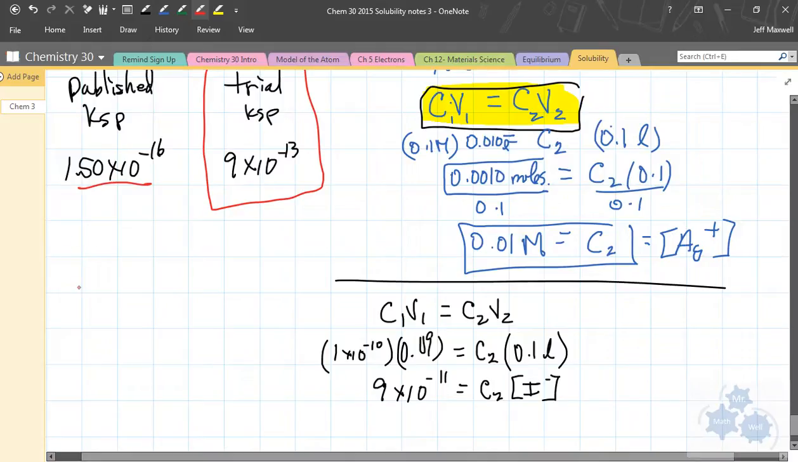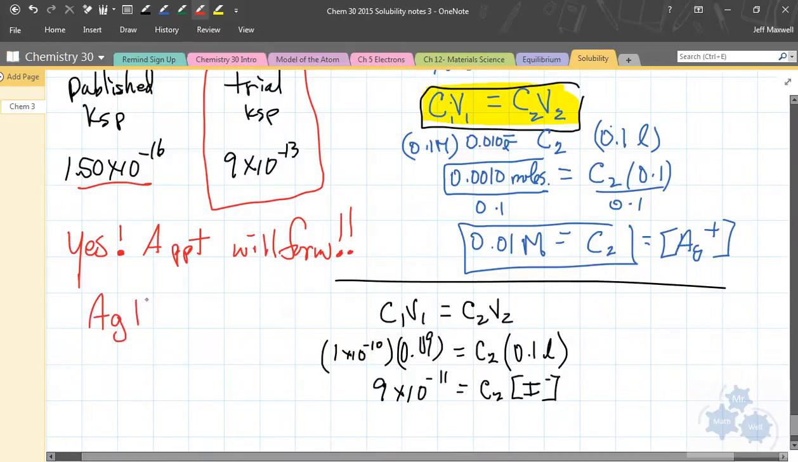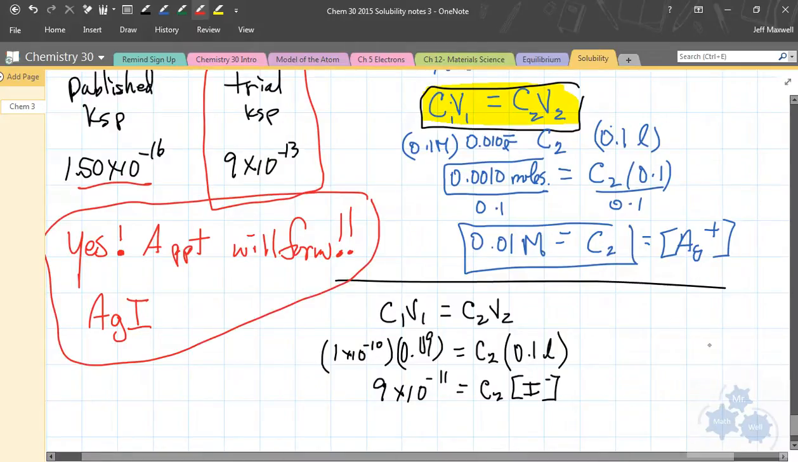So yes, your answer here, yes, and you can put an exclamation mark there too, because that's pretty exciting that we figured that out. A precipitate will form. And you can use 2 exclamation marks there. It's very important. Got that? Okay. Now, what is that precipitate going to be? It's going to be silver iodide.